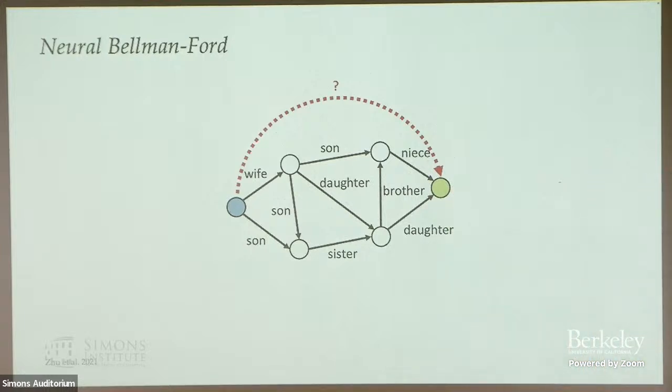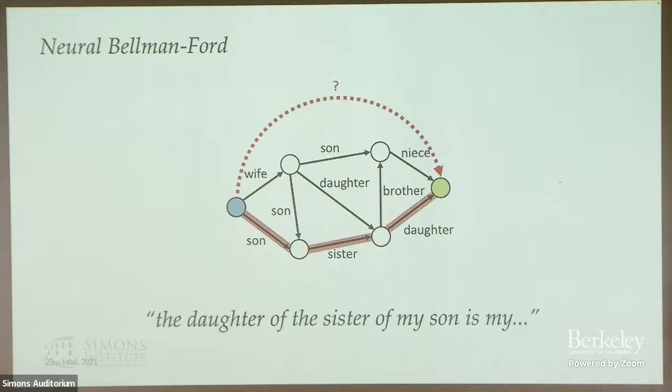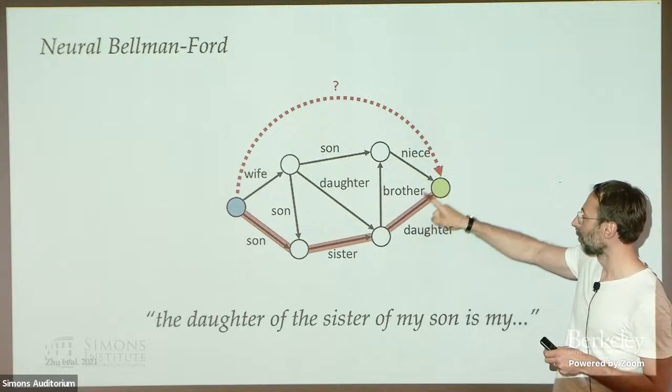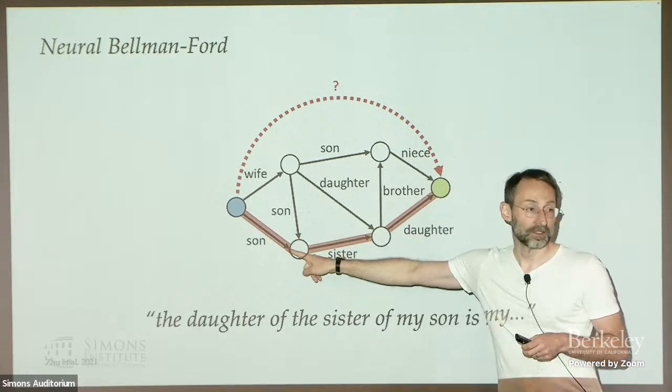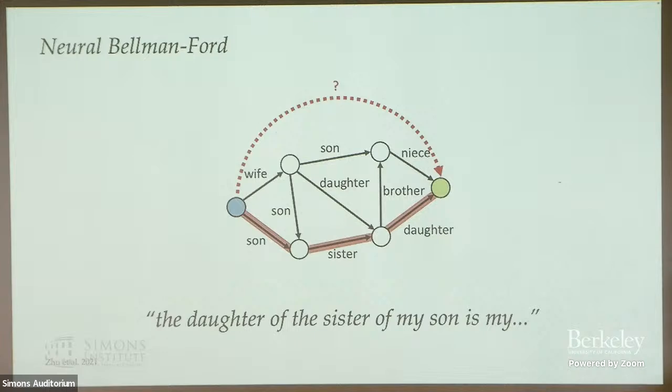Right, granddaughter, right? So how do we know it? I can look at the following path. It's the daughter of the sister of my son. So this is granddaughter. Is it the only possible answer? I have a path that takes me from one node to another.